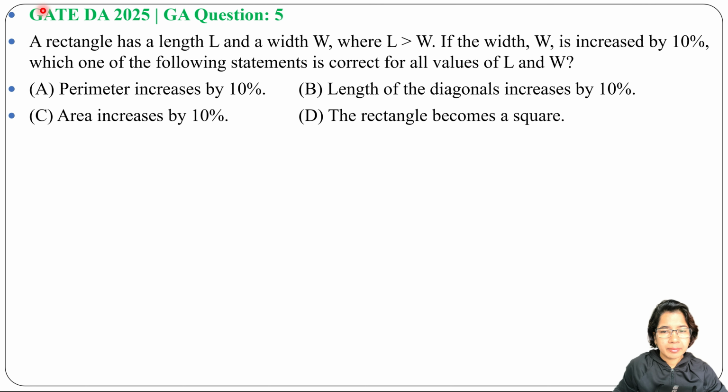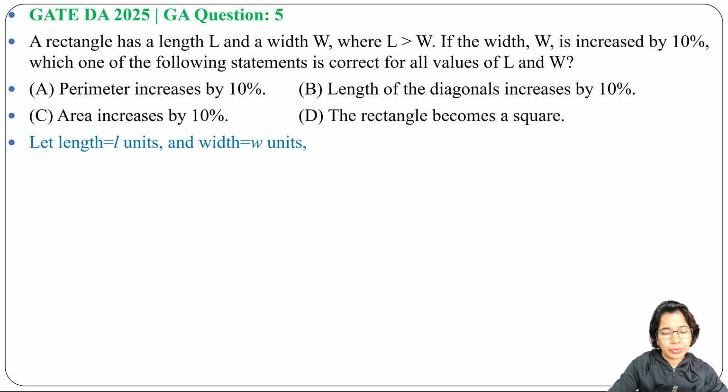Everyone, let's solve one previous question of general aptitude. This question was asked in GATE DA 2025 GA question number 5. A rectangle has a length L and a width W, where L is greater than W. If the width W is increased by 10%, which one of the following statements is correct for all values of L and W? And 4 options are given.